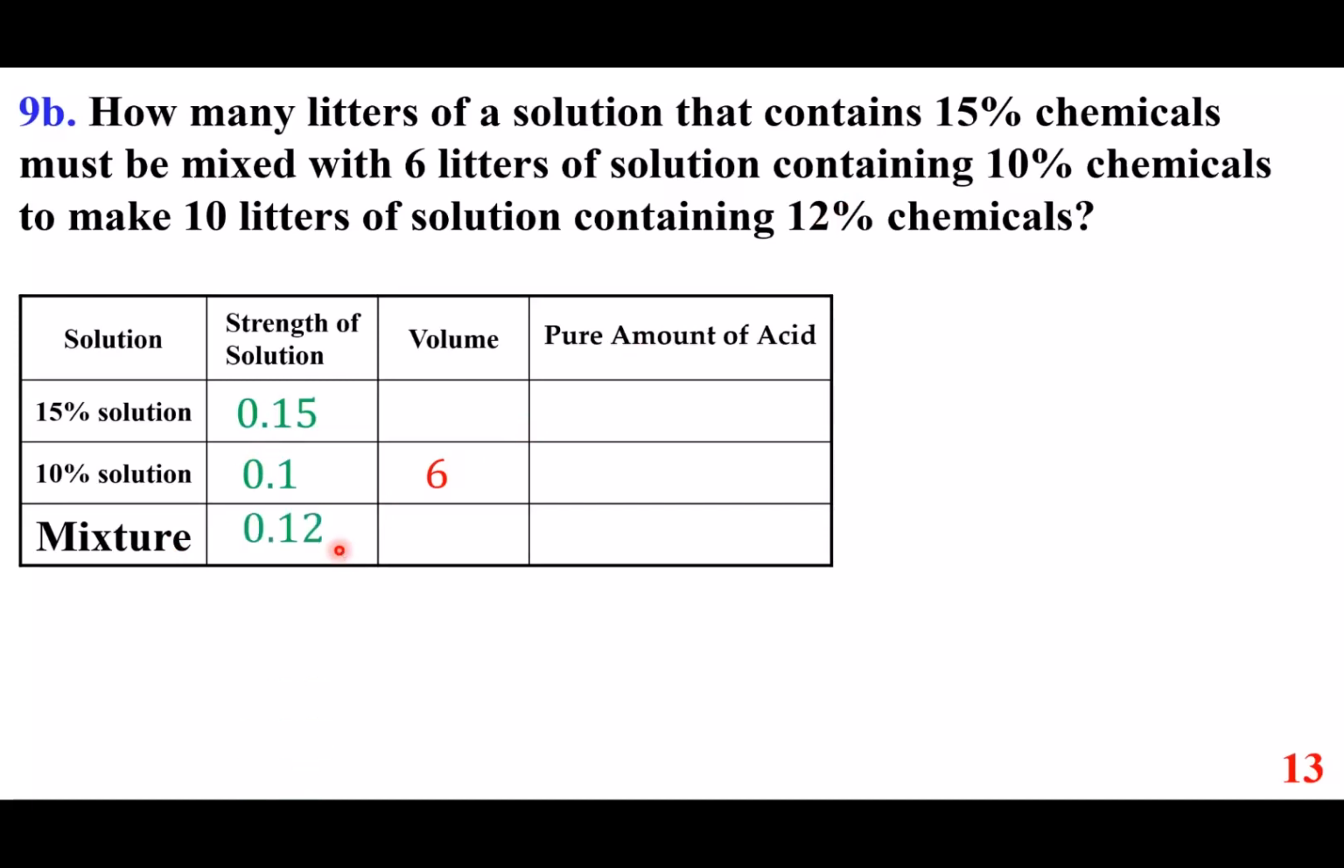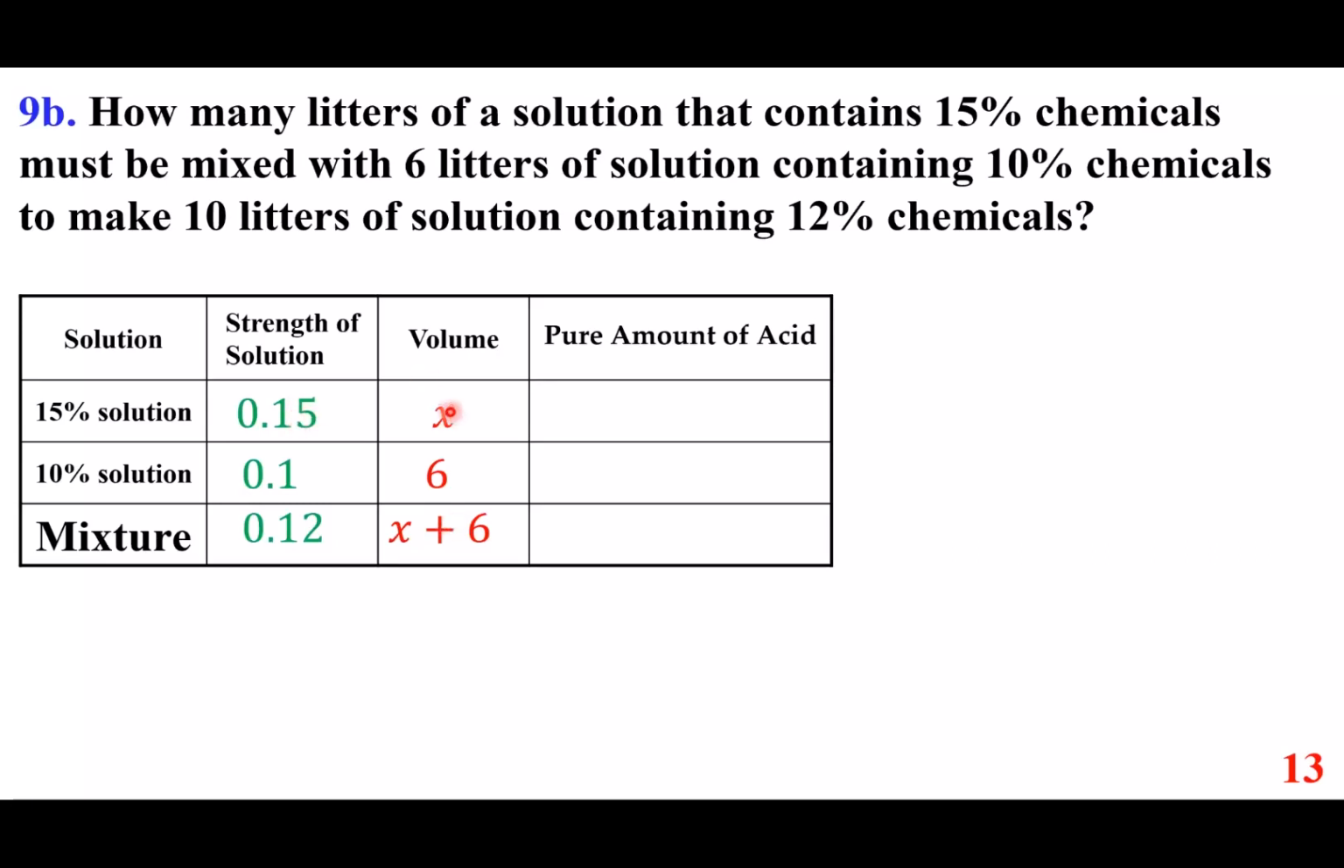And so how many liters of 15%? We don't know, X amount, but we do know we are mixing them, so they mix up to X plus 6 as a total volume. And that's really the key behind the mixture problem. The total volumes must add up. And so this comes from the fact that you're mixing them up.